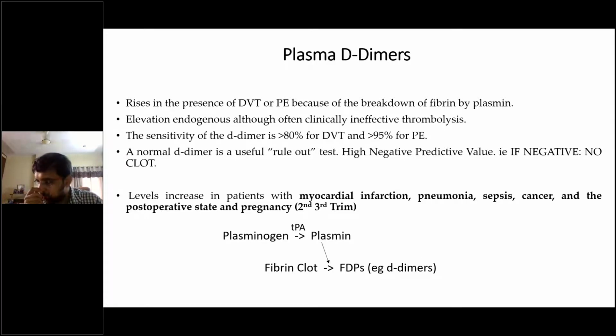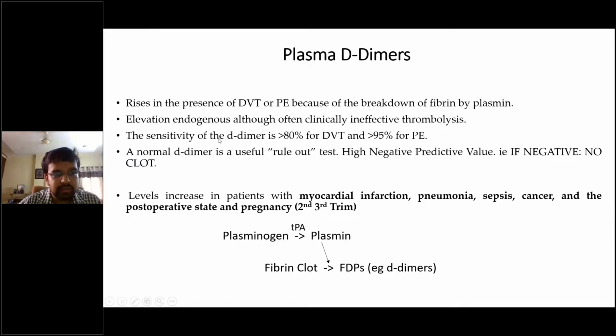So what is sensitivity? When we say sensitivity is 95%, it means that if we take 100 patients who are definitely diagnosed with pulmonary embolism, out of those 100 patients, 95 patients will have high D-dimers. 95 patients will definitely have a positive D-dimer test. So this is what sensitivity means. It catches the true positives out of the total diagnosed patients. So that is more than 95% for pulmonary embolism.